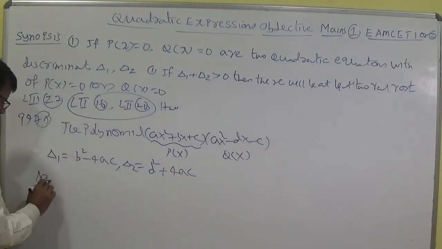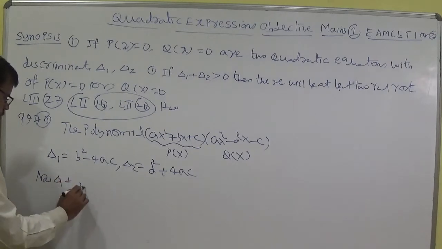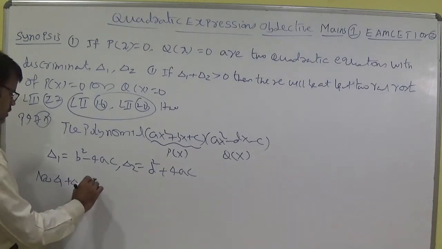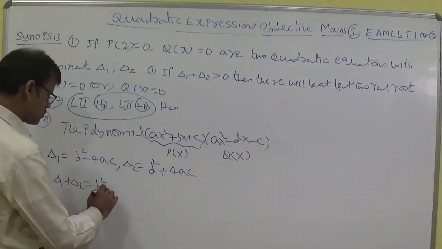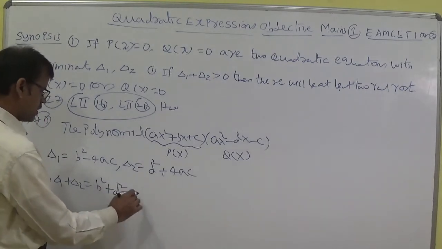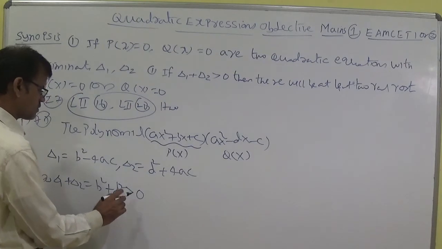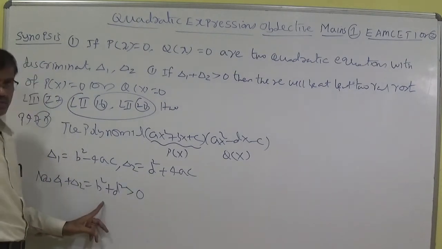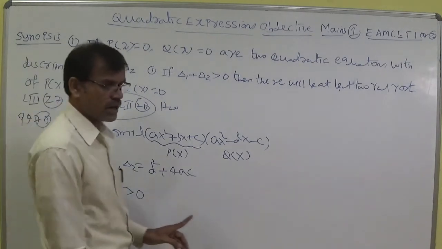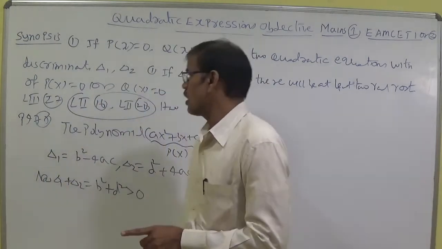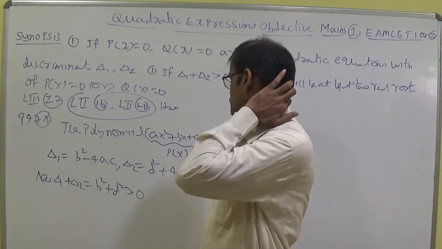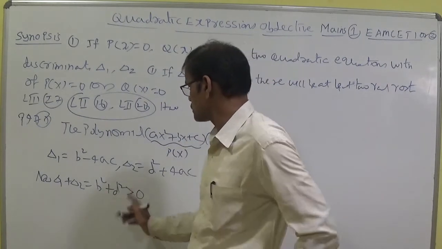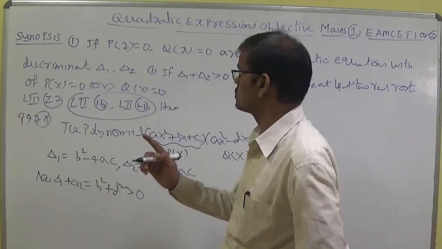Now we can write delta 1 plus delta 2. Delta 1 plus delta 2 is b square minus 4ac plus d square minus 4ac. Minus 4ac plus 4ac gets cancelled, leaving b square plus d square. We know that every square is greater than or equal to 0, it is positive. If b is positive and d is positive, b square plus d square is greater than 0. If it is equal to 0 also, no problem.